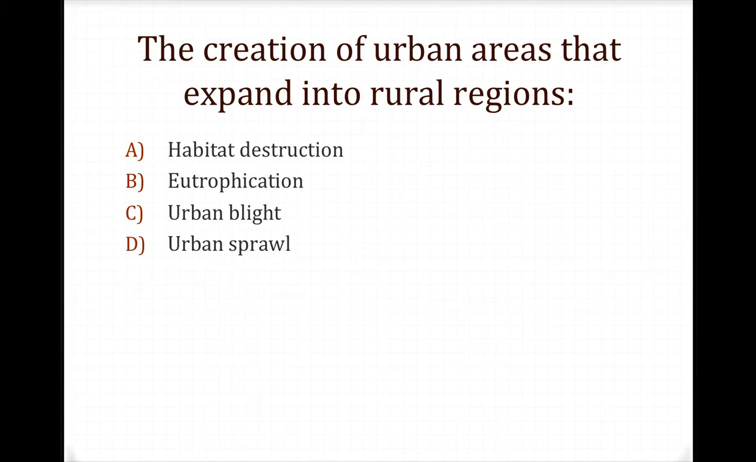So, quiz question. The creation of urban areas that expand into rural regions is known as A, habitat destruction, B, eutrophication, C, urban blight, or D, urban sprawl. And go ahead and think about the correct answer. There are 2 or 3 that may seem correct, but choose the best of those. The best answer, which in this case is D, urban sprawl. So yes, you might say that creating urban areas that expand into rural regions is an example of habitat destruction, but urban sprawl is the best term because that's actually the formal definition. If you have any questions, email me.